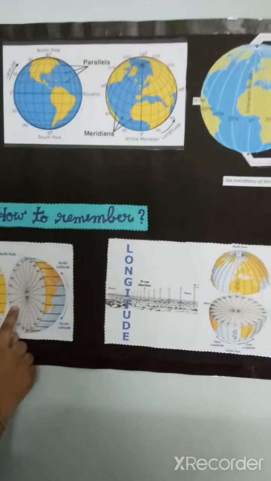Okay, latitudes are also called parallels. Why do we call them parallels? Because all the latitudes are parallel to the equator. That's why we call latitudes parallels. And why do we call them meridians? These are all the meridians. So we can call longitudes the meridians of longitude also.